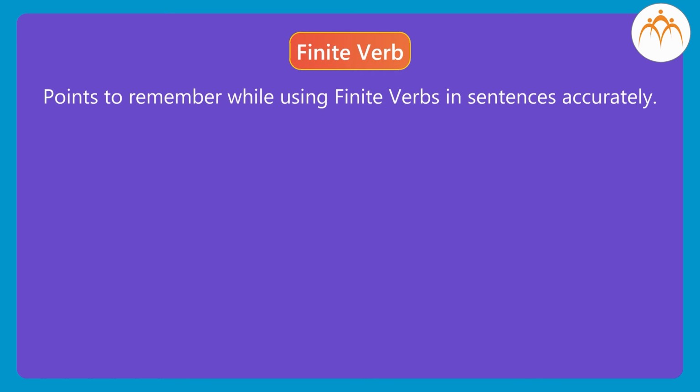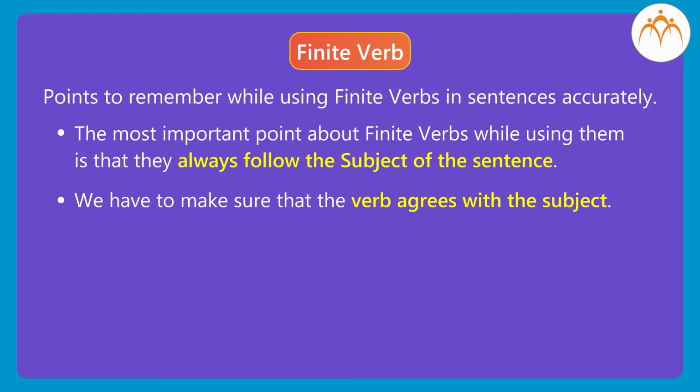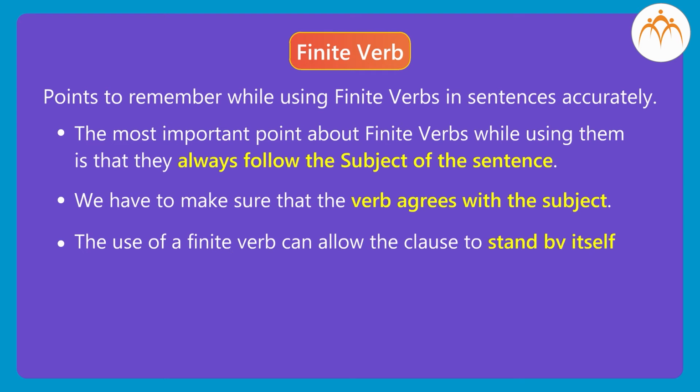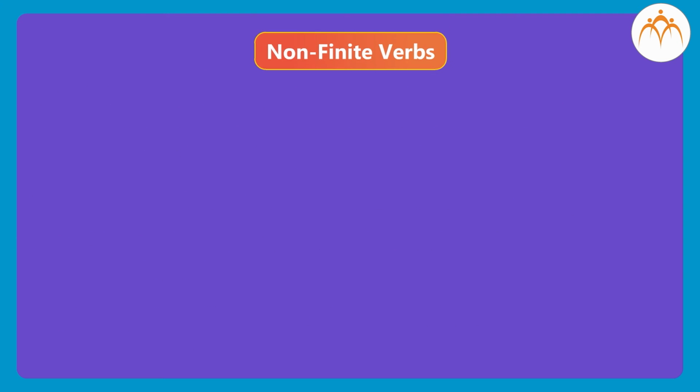Points to remember while using finite verbs in sentences accurately. The most important point about finite verbs while using them is that they always follow the subject of the sentence. We have to make sure that the verb agrees with the subject. The use of a finite verb can allow the clause to stand by itself as an independent clause. The finite verb should be accurately conjugated to suit the context of tense.